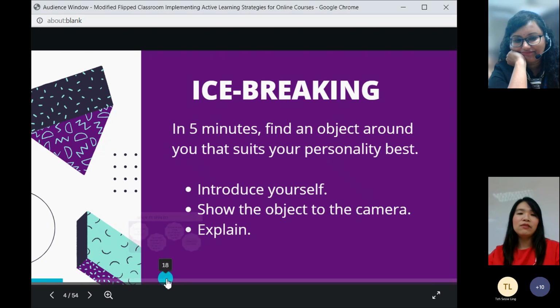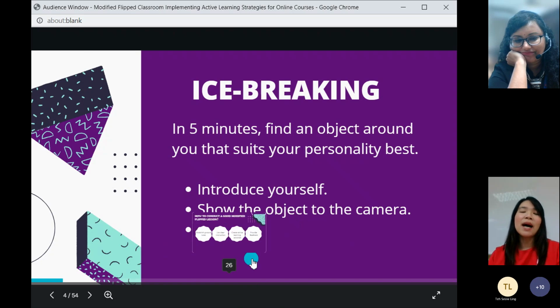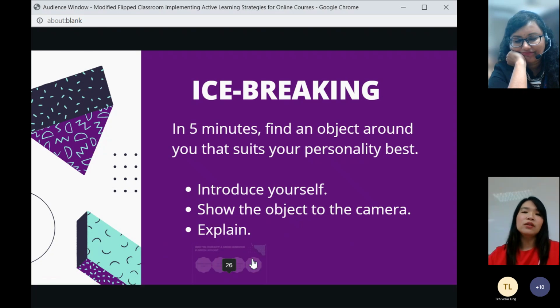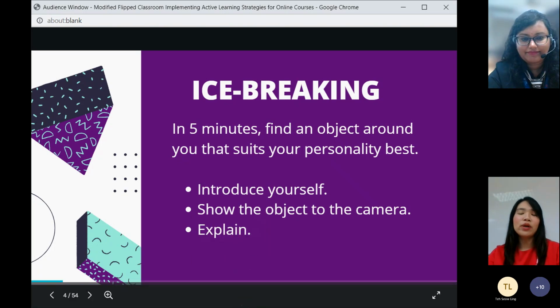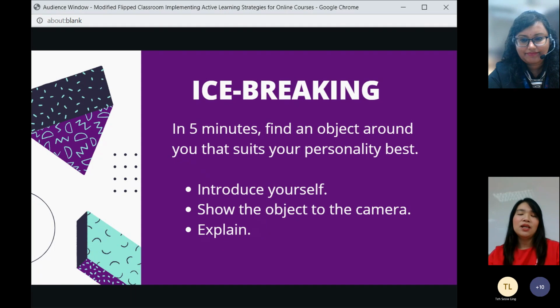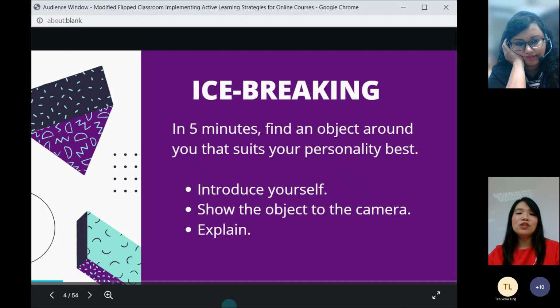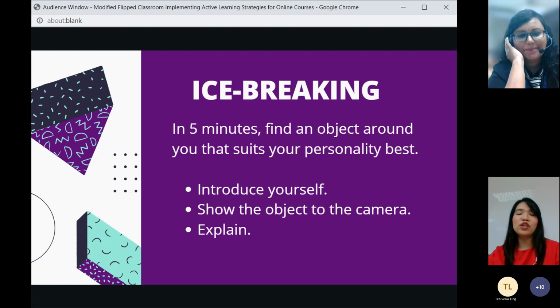So let's give an example. For example, I would say my smartphone represents me the best. Why? Because in my phone, I have a lot of apps. It is like me, myself, I always have to do multitasking a lot of times. So for example, Miss Shamini, what about you? What suits you the best? What is the object around you now that suits you the best?